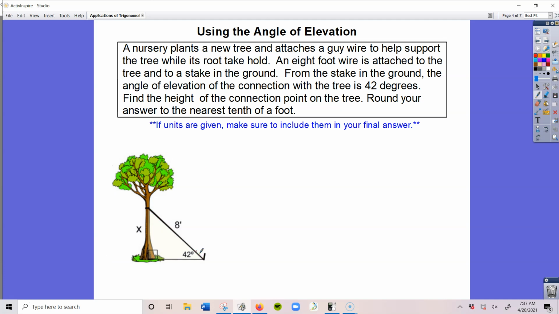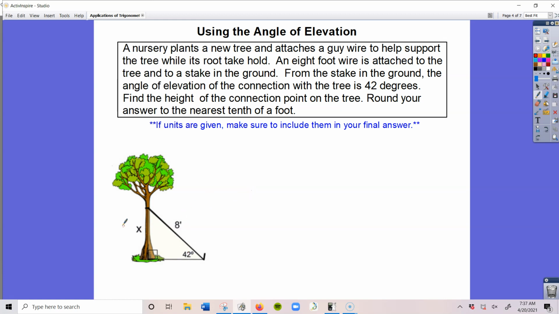This is the guy wire, which is what's in black here. That's the 8-foot wire. We are trying to find the height at which the wire connects to the tree. So that's going to be the x. And then we are given the angle of elevation, which is always from the ground, which is 42 degrees. So right now I'm giving you a diagram, but eventually we're going to take these diagrams away so that you would need to be able to read this problem and draw your own diagram so you can determine what trig function it is that you're going to use.